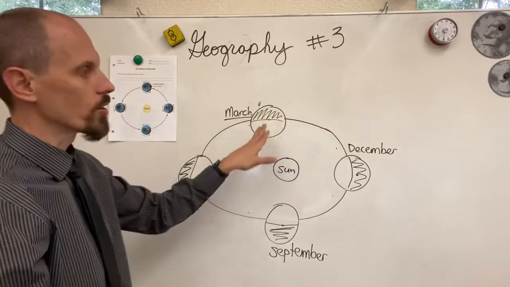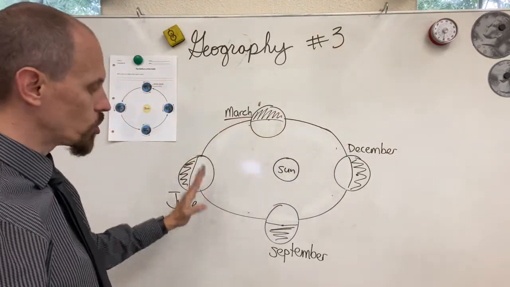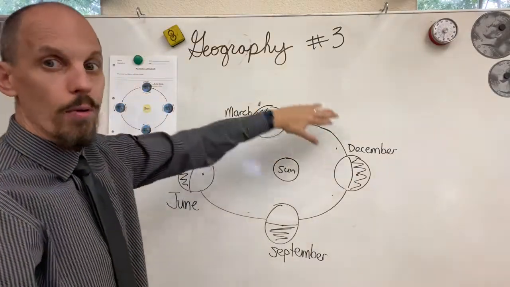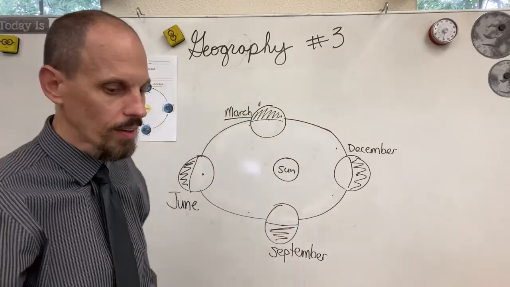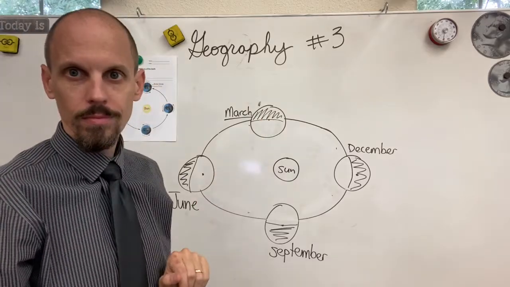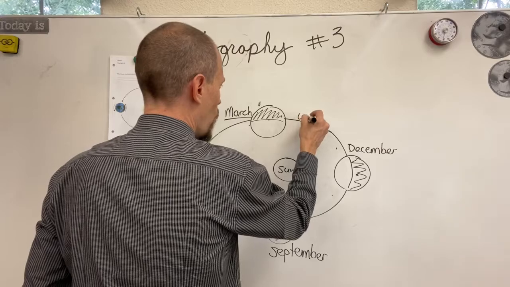And then it goes back to March. So it's January, February, March, April, May, June, July, August, September, October, November, December. January, February. So remember, it takes 1 year for the earth to go around the sun, the orbit. Now, what season is it between December and March? Is it cold or is it hot? Oh, it's winter. So on this line, let's write winter.